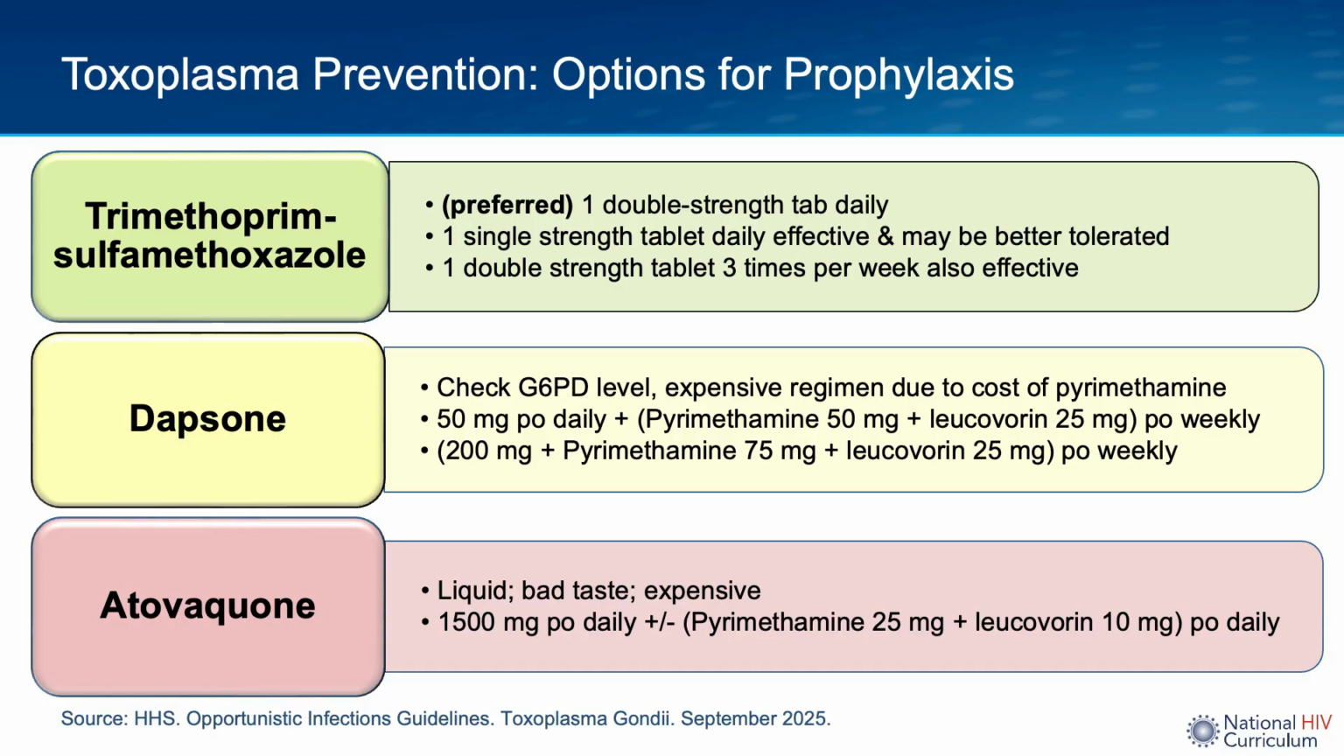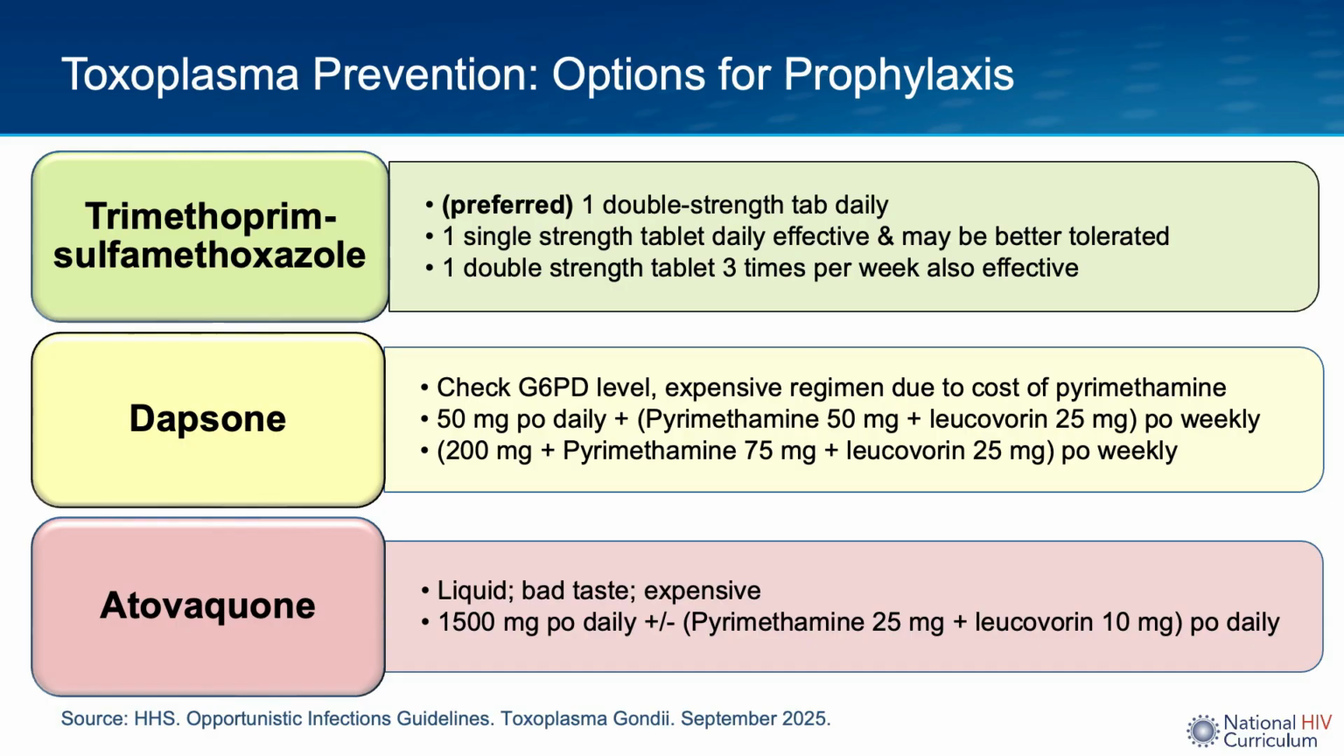The first-line regimen that should ideally be used is trimethoprim sulfamethoxazole, and the preferred dosing is to take one double-strength tablet daily. Note that this is the same dosing that we use for pneumocystis prophylaxis when the CD4 count is less than 200. So this is quite convenient that trimethoprim sulfamethoxazole provides prophylaxis against both PCP and toxoplasmosis.